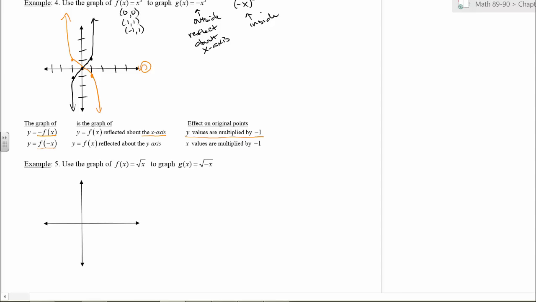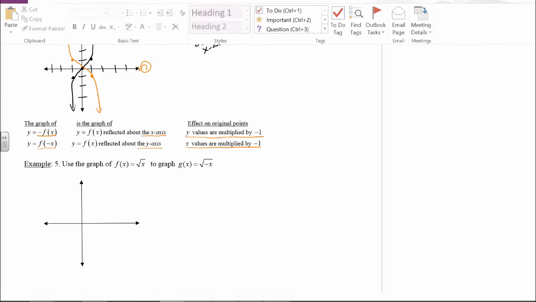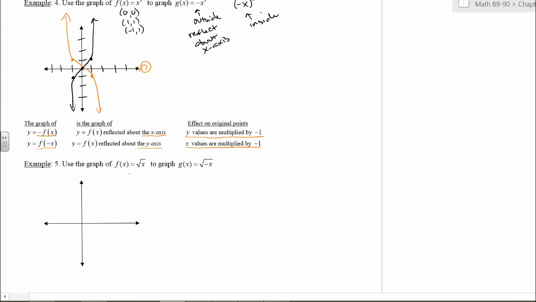Similarly, if you're on the inside, then you reflect about the y-axis, and now your x values, if they were positive, become negative. If they're negative, become positive. So let's look at example number 5. So I'll switch colors here.